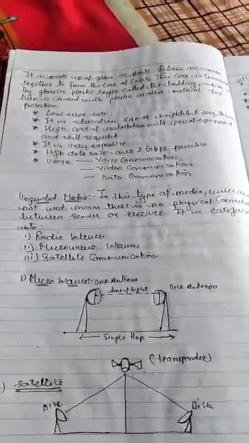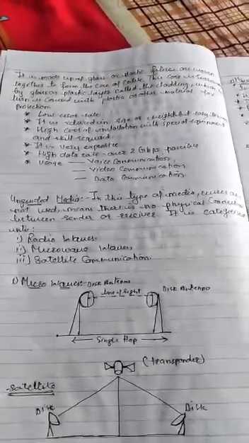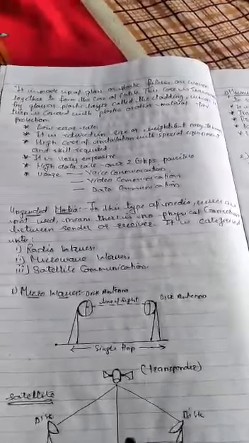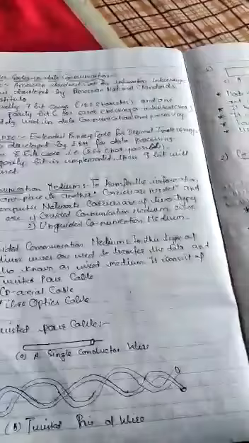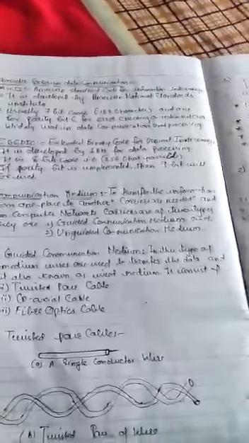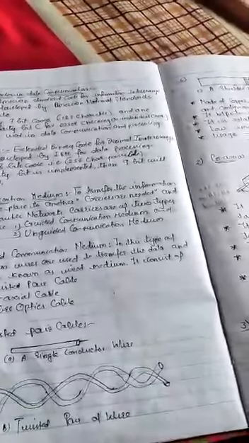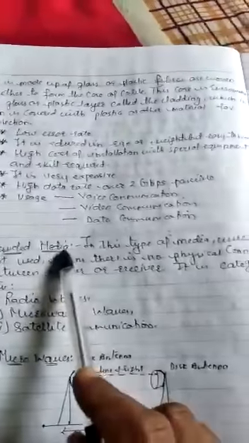Good morning, students. Let's see the next video of the second chapter, Computer and Communications. Last time we came across guided media, in which we learned twisted pair cable, coaxial cable, and fiber optic cable. Let us now see the next part, unguided media.